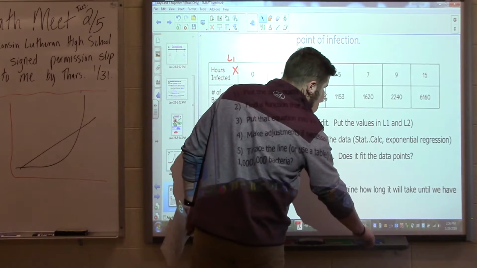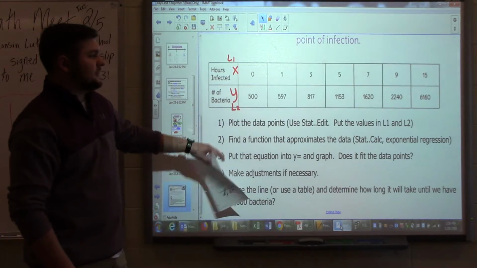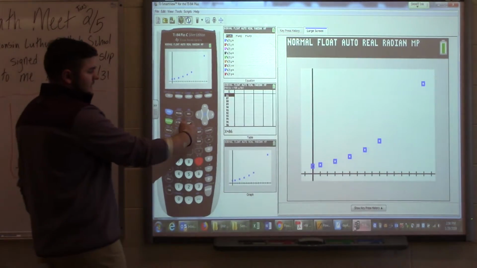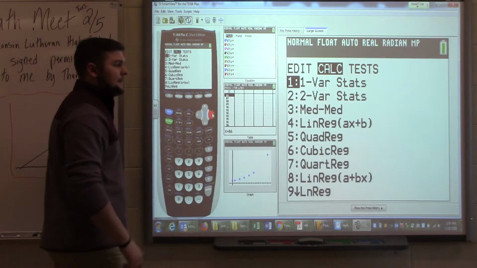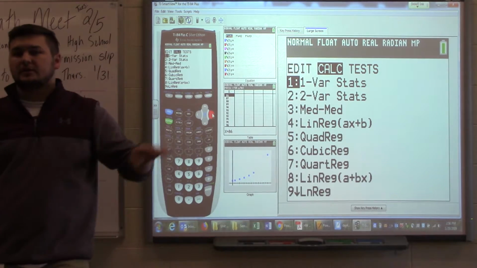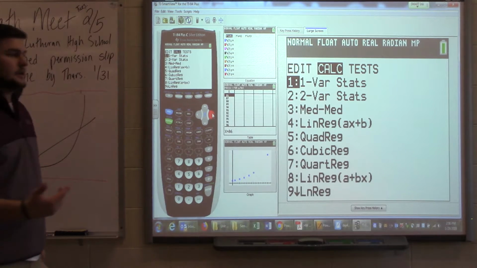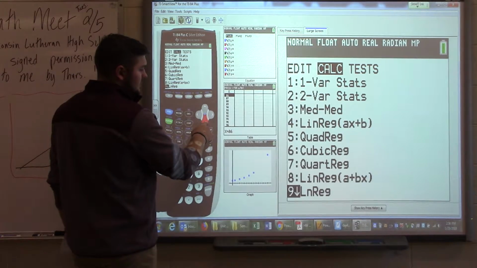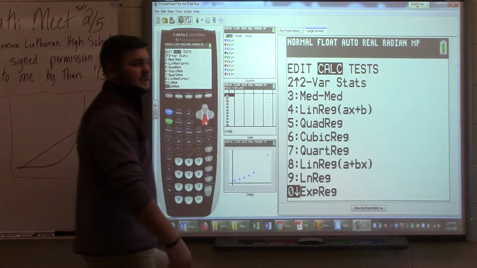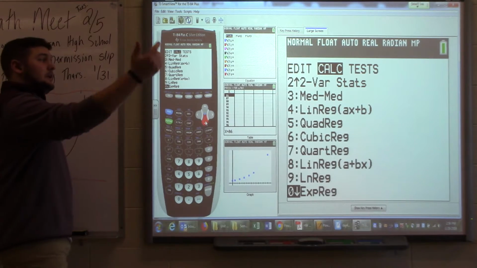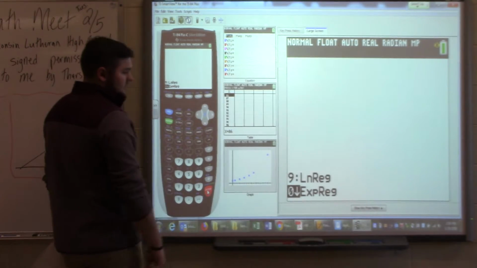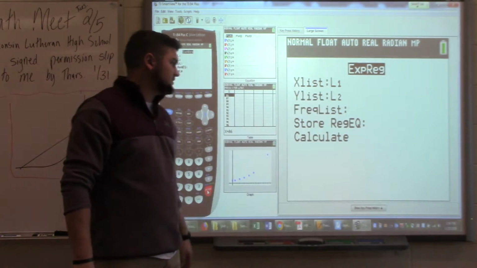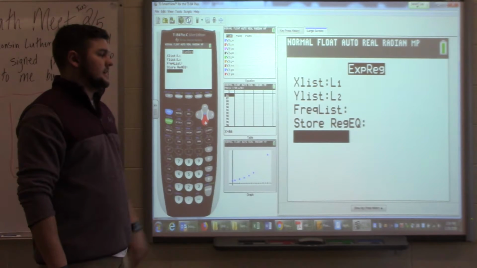I know it's exponential, so I'm going to find a function that approximates that. I have all my points put in. I'm going to hit stat, go over to calculate. But I can't use number 4. I cannot use a linear regression. I just said it was exponential. If you go down far enough, down to the 0, it says ExpReg. That means exponential regression. So instead of clicking linear regression, I'm going to click exponential regression. My X list is still L1. Y list is still L2. And I can go down and hit calculate.